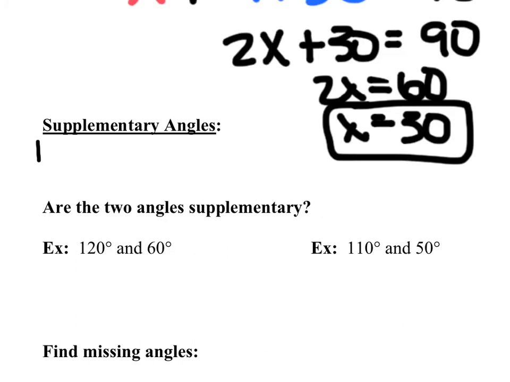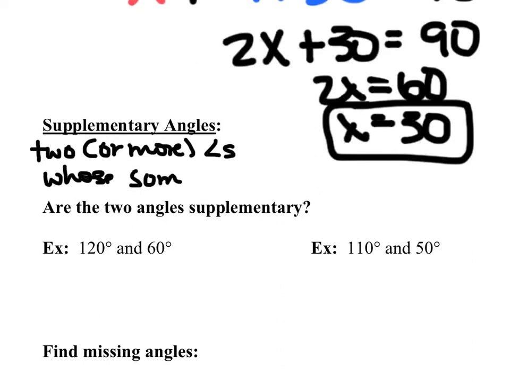Supplementary angles are just two or more angles whose sum is 180. It's important to know that that's also a straight line, so if you see two angles forming a straight line, you would know they equal 180.